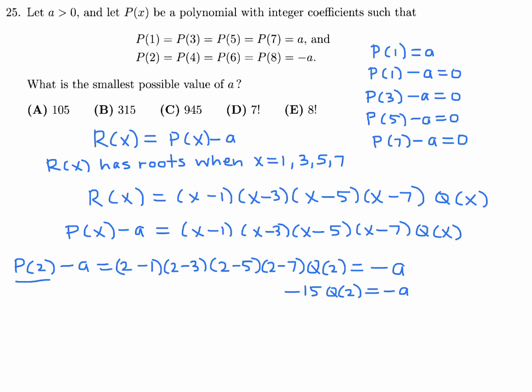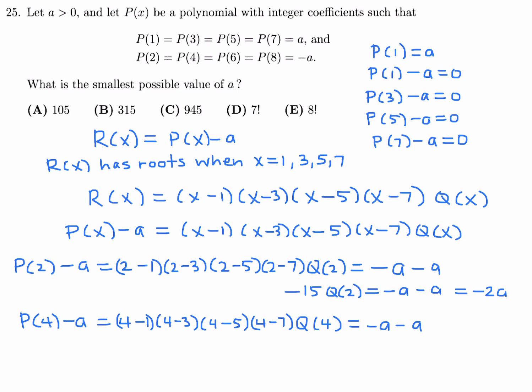But be a little careful, because remember, p at 2 is minus a, but we are actually subtracting another a. So this is actually minus a minus a, so it's actually minus 2a. Not that it makes a big difference, but just to be complete and accurate. Now we do the exact same thing for p at 4. P at 4 minus a, we'll substitute that in, and if you do the math here, you get 9 q at 4 is equal to minus 2a.